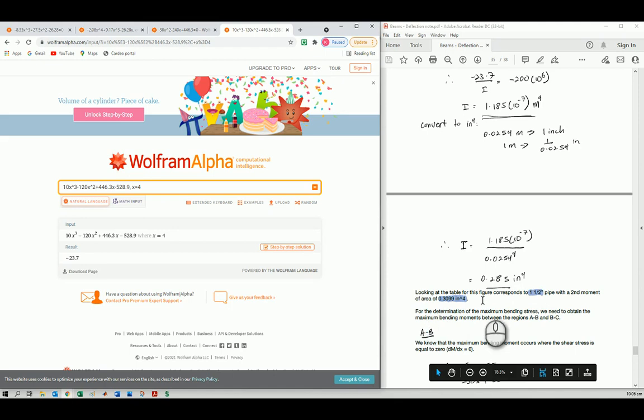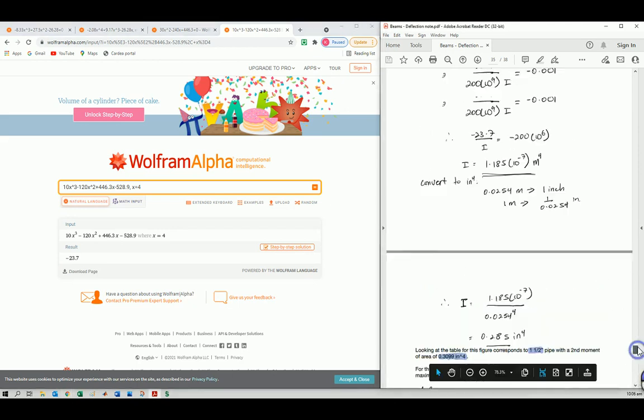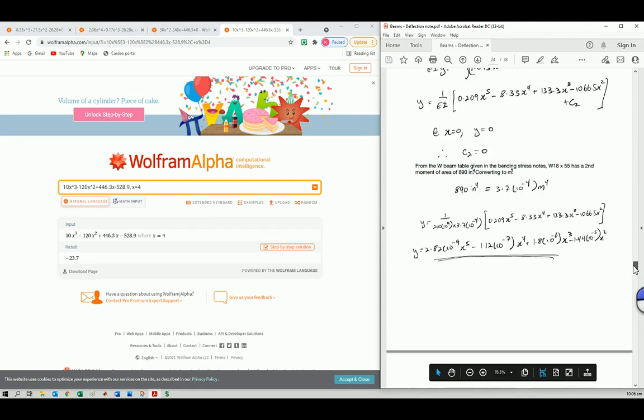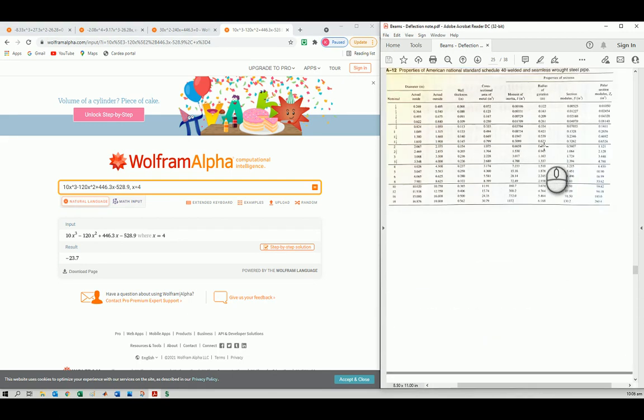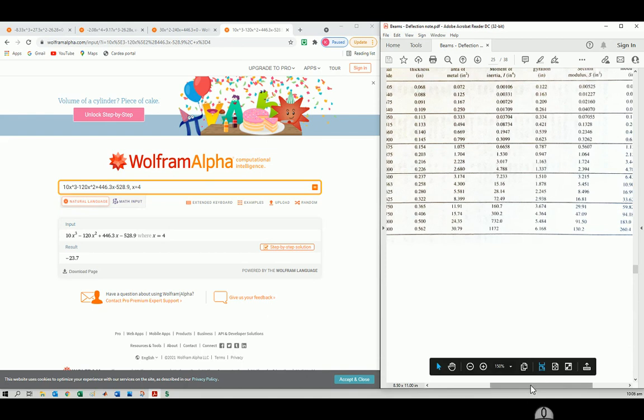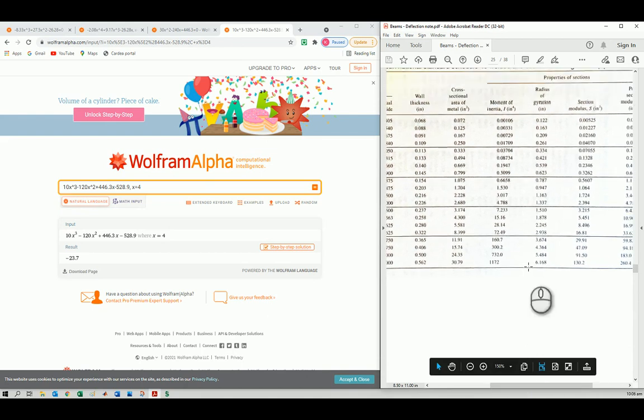Now we look to the table. The table is what was given before the example. Now keep in mind that the value here is 0.285. So we could go up here. This is the actual table. So I'll zoom in. We're looking at I, 0.0285, and you could see that somewhere here is where that value would lie.